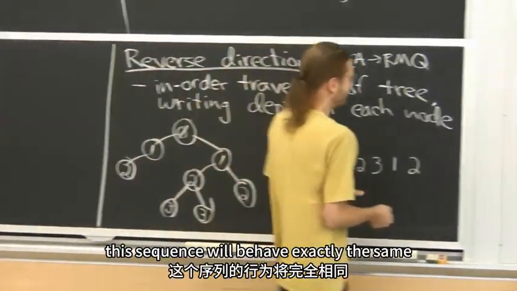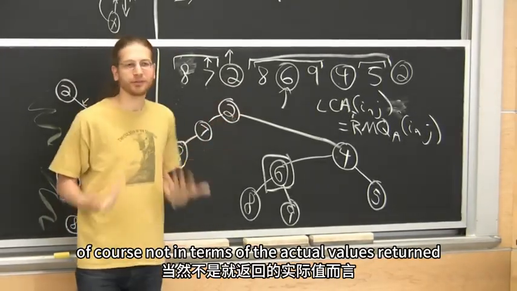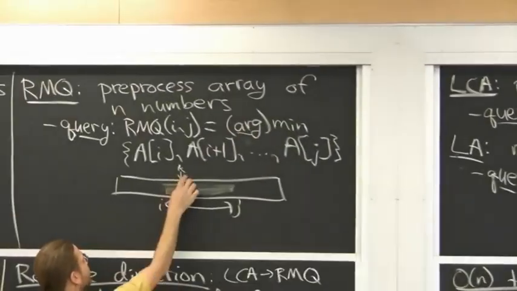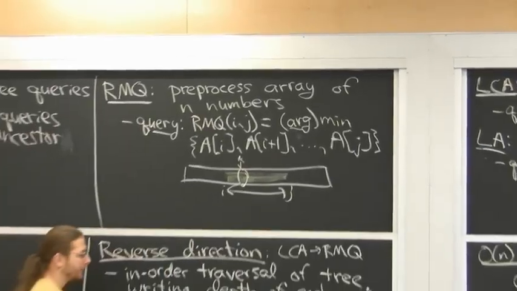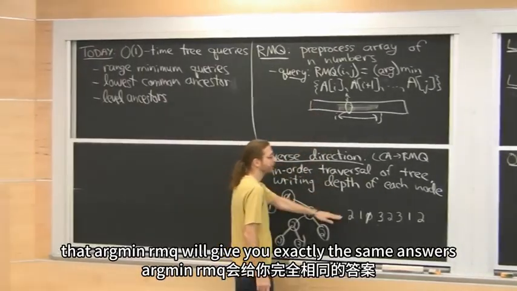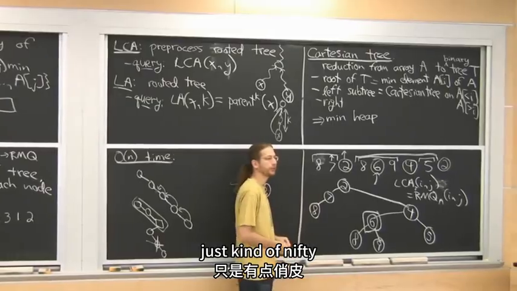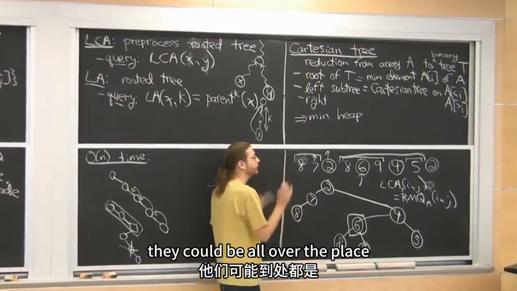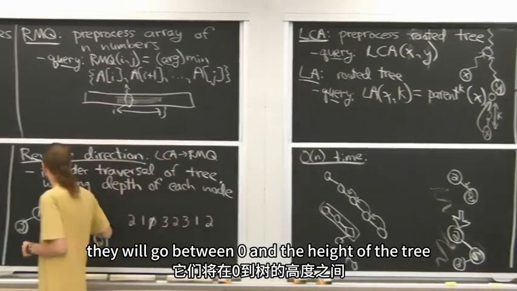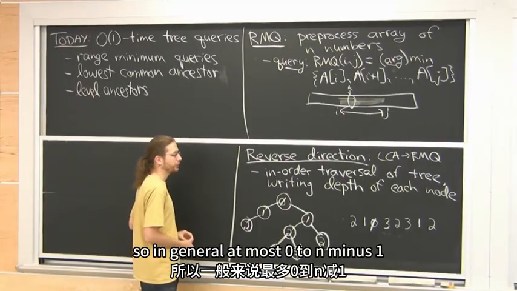you stare at it long enough, this sequence will behave exactly the same as this sequence. Of course, not in terms of the actual values returned, but if you do the argmin version of RMQ, you just ask for what's the index that gives me the min. If you can solve RMQ on this structure, then that argmin RMQ will give you exactly the same answers as this structure, which is kind of nifty. Because here I had numbers, they could be all over the place. Here I have very clean numbers. They will go between 0 and the height of the tree. So in general, at most, 0 to n minus 1.